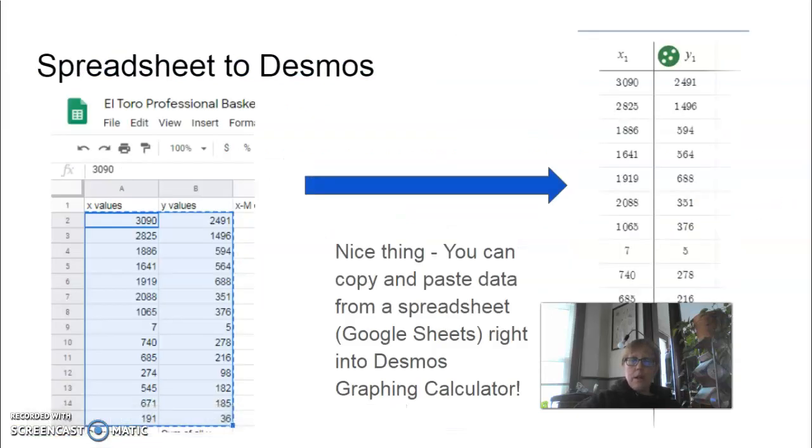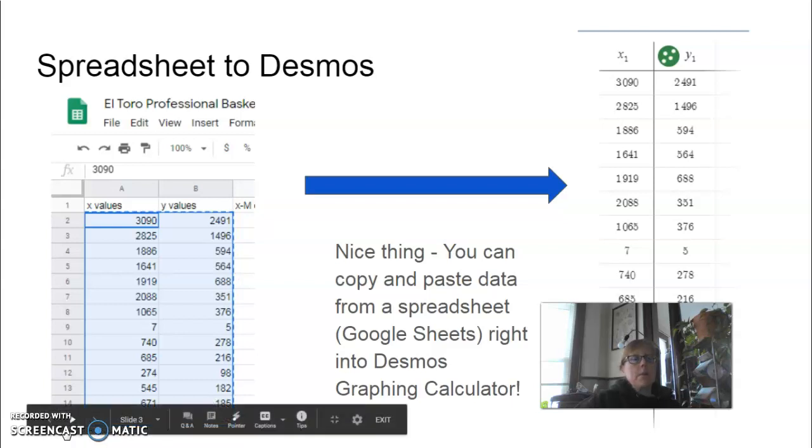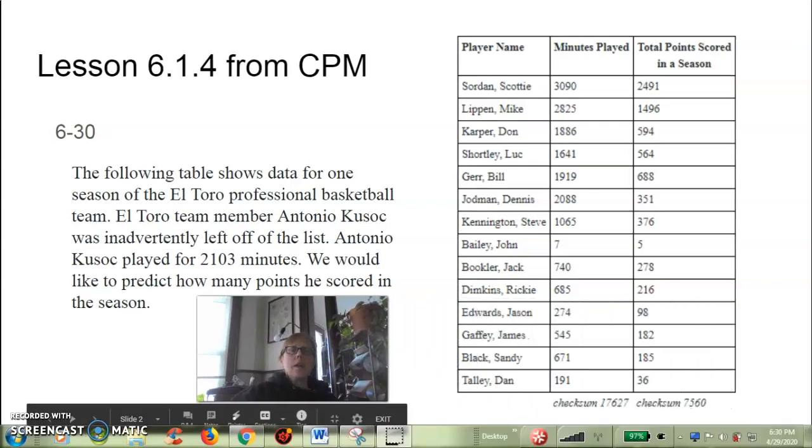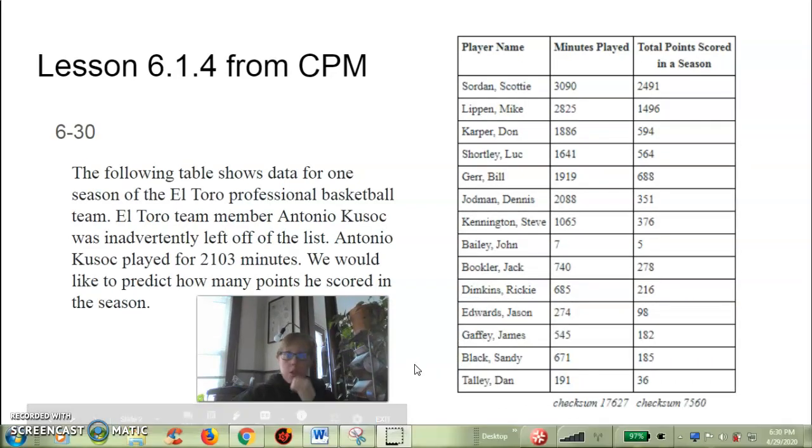All right, so here is the question. Let me go back one. There we go. All right, here's the question that we're going to be focused on, and it's question 630. You can see by reading it that it's about a professional basketball team. Specifically, it's a record of the number of minutes that a basketball player played and then how many points he scored in the entire season.